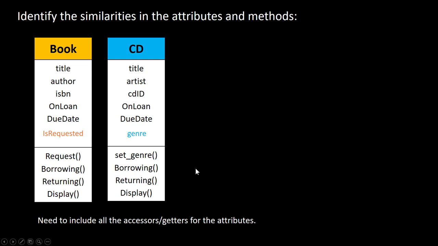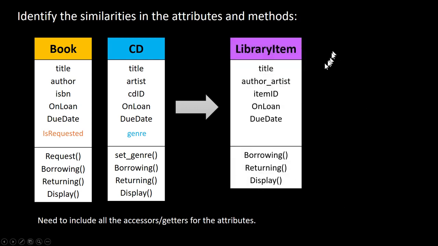We can first try to identify the similarity in the attributes and the methods. The title is common. Either we have the author or the artist, and then whether it is the ISBN or the CD ID, we call that the item ID. And the status, whether it is on loan, and when is the due date. These are common attributes. How about common methods? Common methods like borrowing, returning, and display.